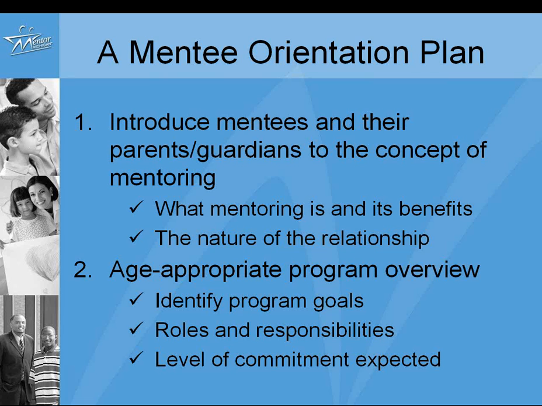And it's really important for all parties to understand what the staff members of the mentoring organization are going to provide as well. And then finally, the level of commitment expected, including the time, the flexibility, and frequency. So you should be upfront about what your requirements are for your program.